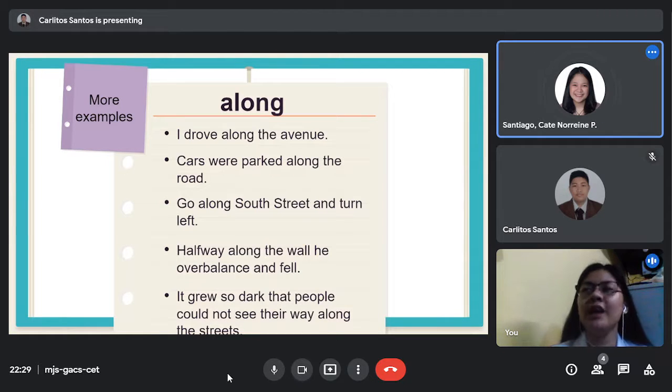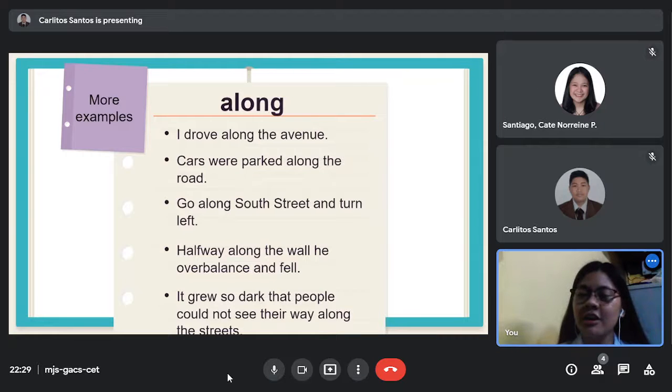Thank you. And we have here different sentences, different examples on the word along. Again, the meaning of along is the movement of something long or moving into something long. For example, here, I drove along the avenue. I am driving in a path along the avenue, or I am moving in a long avenue. And then let's also have the next preposition of movement.